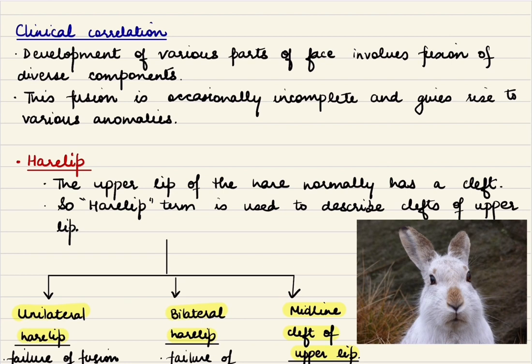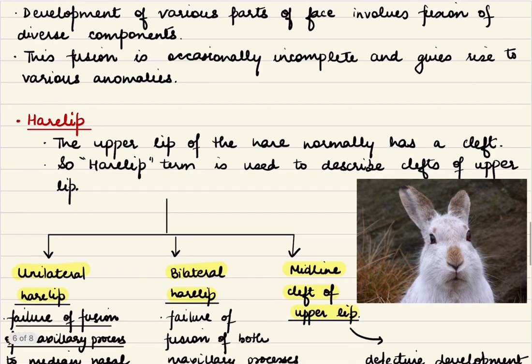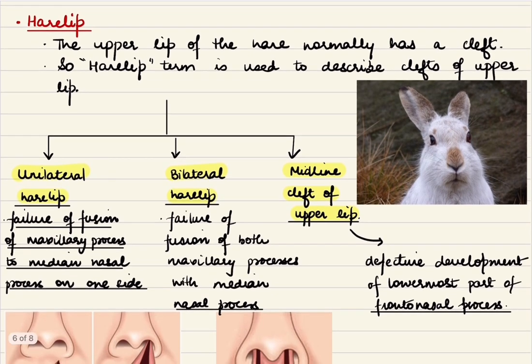And the common anomaly is the hare lip. Now, if you see closely, the upper lip of a hare normally has a cleft. So, clefts of the upper lip are also known as hare lip. Now, the various types of hare lip can be unilateral, bilateral, or midline cleft of the upper lip.